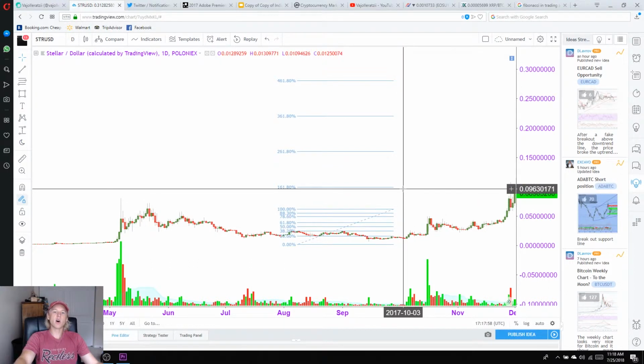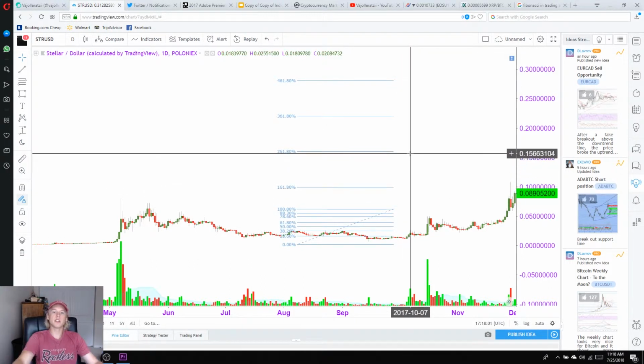Instead of me needing to put all of these different little zones up here and trying to target all of those, I just choose to target one number and stick with that.